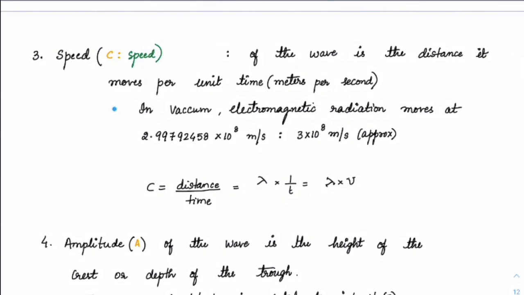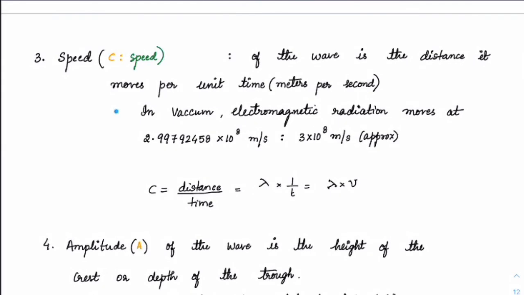And a constant value which we'll always be using is the speed. So the speed of light in vacuum is observed to be 3 into 10 raised to the power of 8 meters per second. And you can see that distance divided by time is lambda into 1 by t. 1 by t is nothing but frequency. So C is equal to nu lambda. This comes as an important formula for us. C is equal to nu lambda, we'll always be using, where C is a constant value.